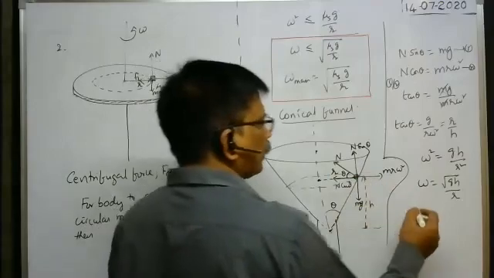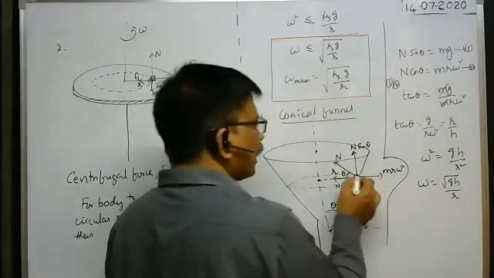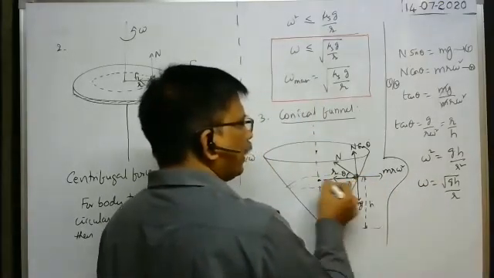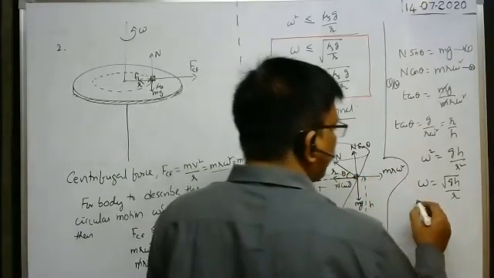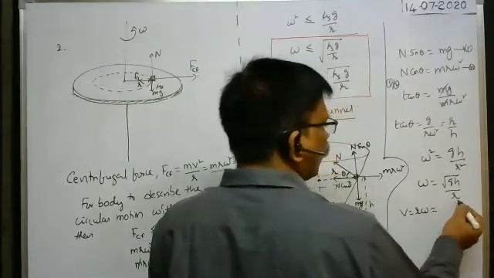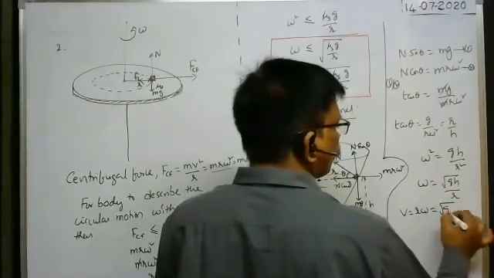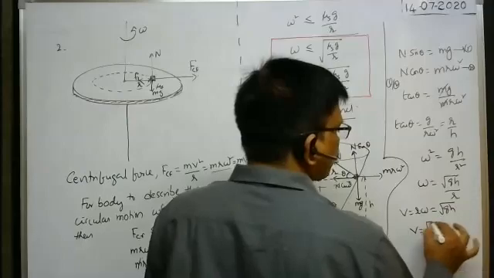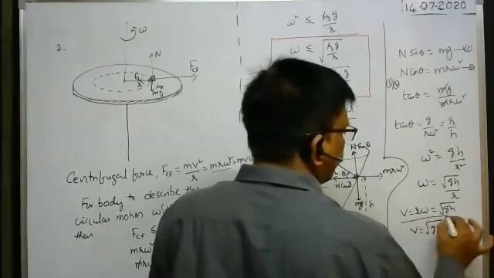What is the speed of the particle? We know if the angular velocity of the rotating particle is omega and the radius of the circular path is r, then speed v is equal to r omega, that is r into omega, which means root gh only, no?